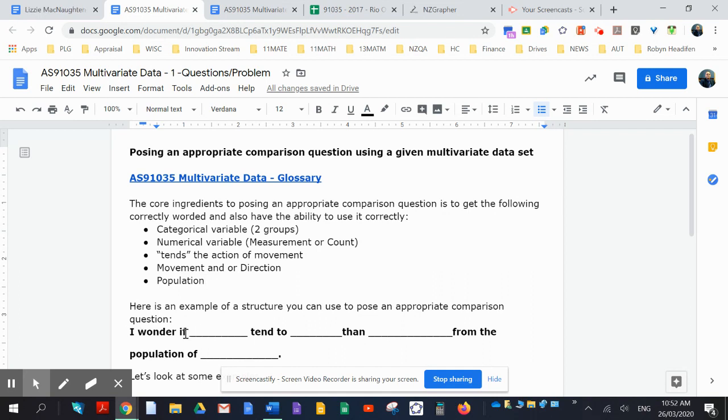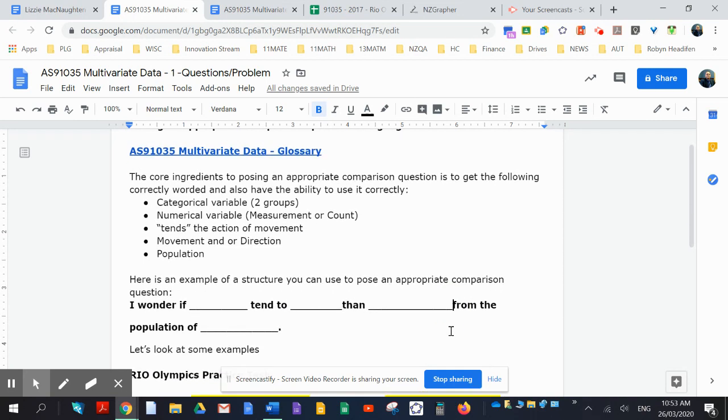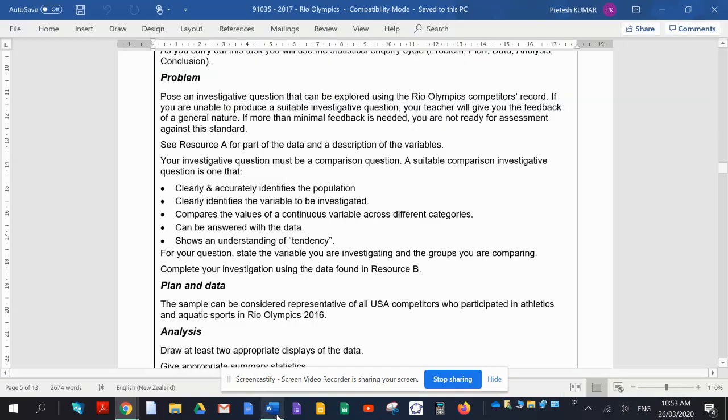So I wonder if this gap here is your categorical variable. So this will be one part, tends to, this is where you write down larger, smaller, etc. You may wish to give units as well. Then the other comparison variable and the population. You may have done this in class, but I've got a Rio Olympics example here.